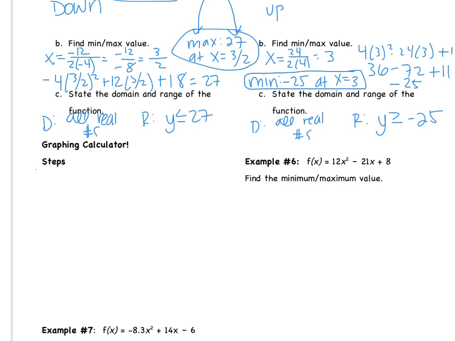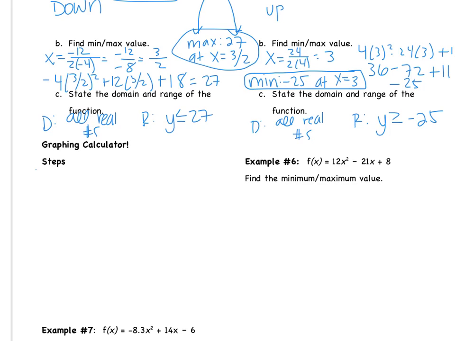So looking at example number 6, it says find the minimum or the maximum value. Now you could do this exactly the way that we just did, by noticing that this is going to open up, and then it has a minimum, and then by finding the vertex. What I'm going to do right now is show you how to do this on the calculator though.